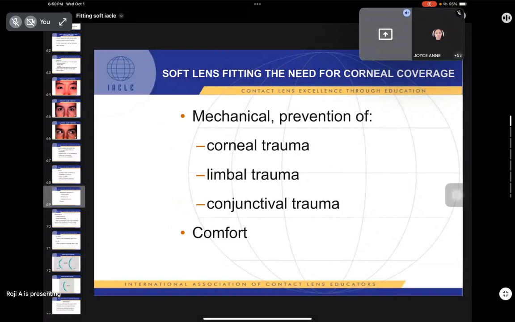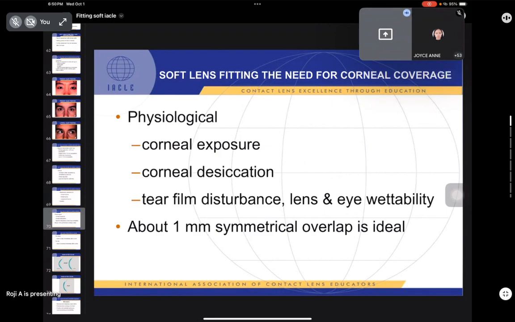Okay, now, as you can see, mechanical prevention of corneal trauma, limbal trauma, conjunctival trauma. Those are the things that you want to prevent. Of course, we don't. Who wants trauma? No one, right? So what you want is comfort at all times, correct? And then for physiological, no corneal exposure, no corneal desiccation. Desiccation means there's dryness that can cause problems to the anterior topography or to the anterior ocular surface. So you don't want that to happen. Tear film disturbance and then eye wettability.